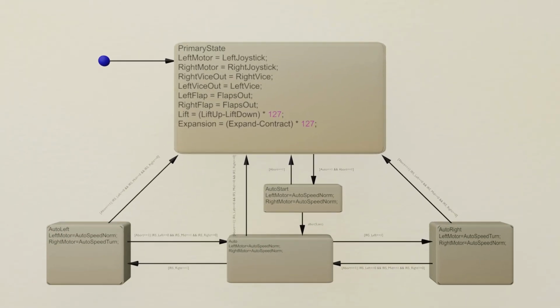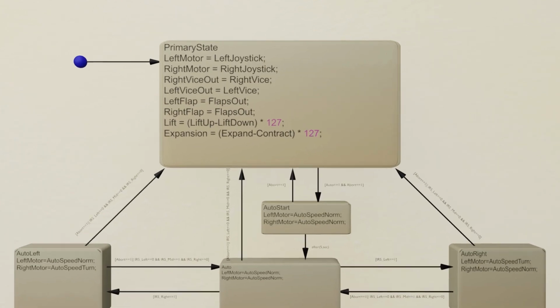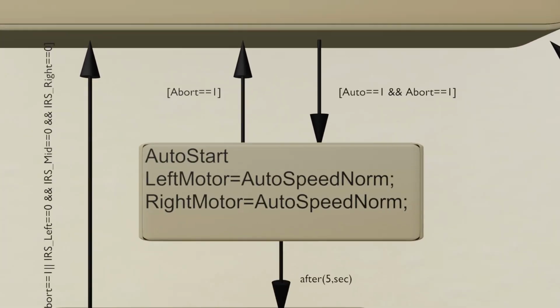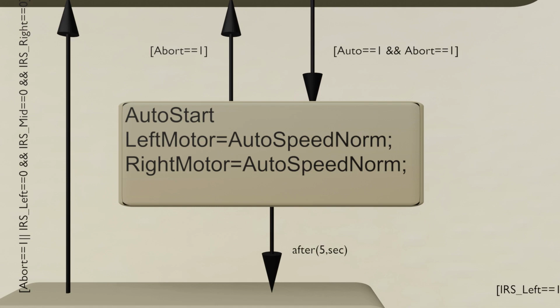The arrow will direct the program to the primary state. These first 6 equations simply set each output to the appropriate input. These last 2 equations will cause each output to be positive 127 when the upper bumper is pressed, negative 127 when the lower bumper is pressed, and 0 when both or neither are pressed. When both the auto and abort buttons are pressed, the program will move to the auto start state.